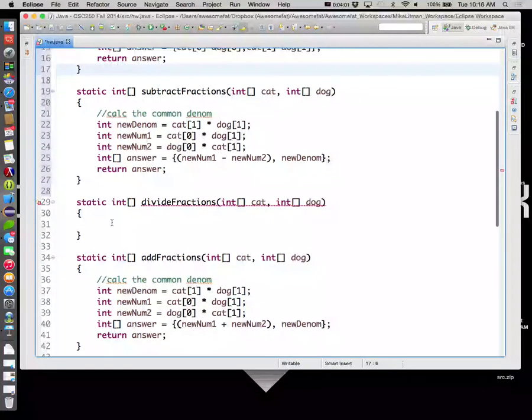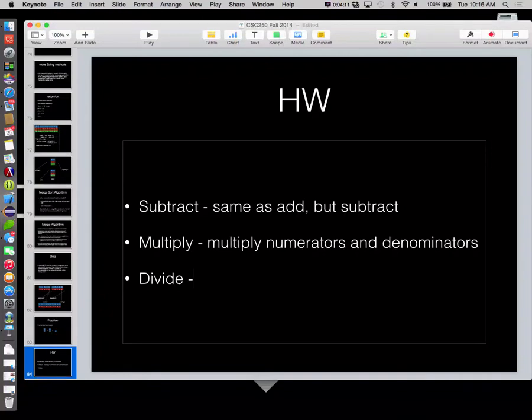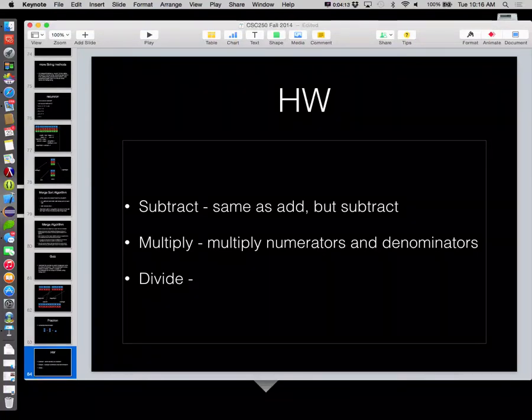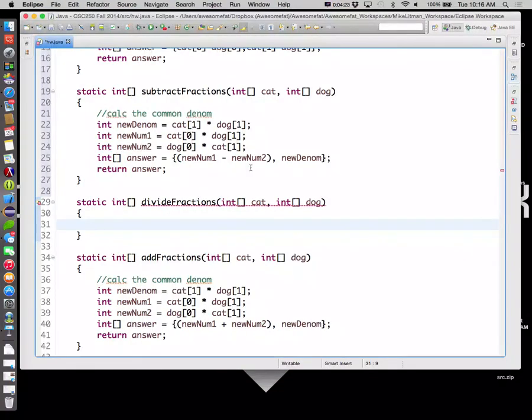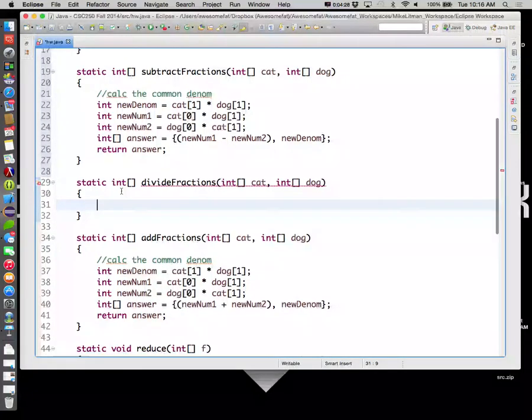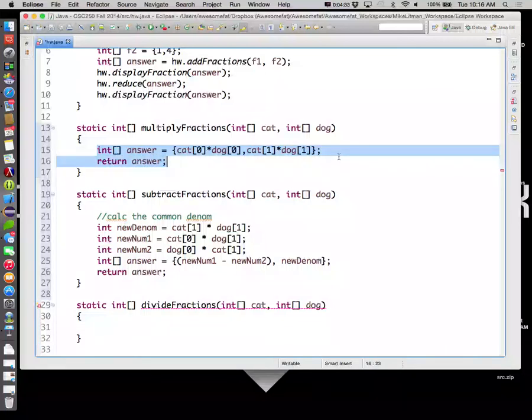Finally, what's divide? What does it mean to divide fractions? Same as multiply, but the second fraction we have to flip. Okay? So, well, let's steal most of multiply. Could you just call multiply after you switch? Oh, we actually can.